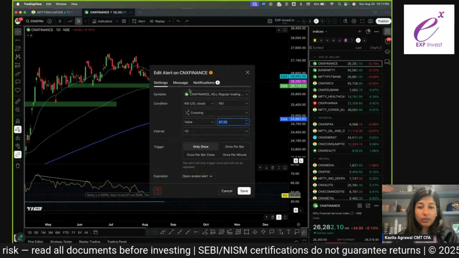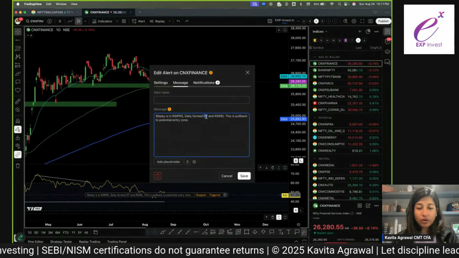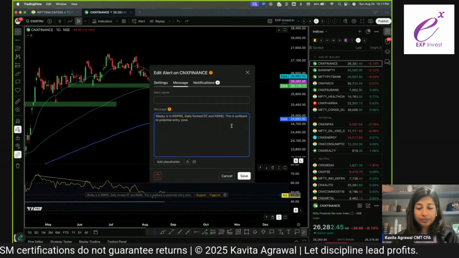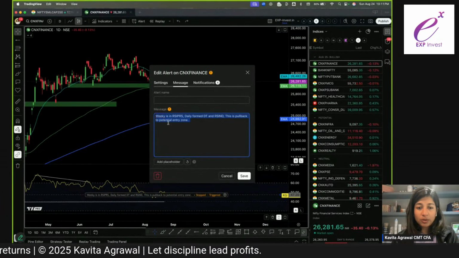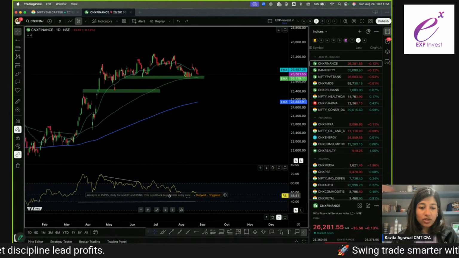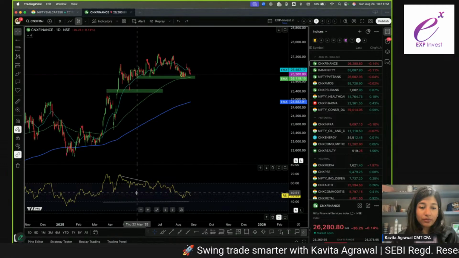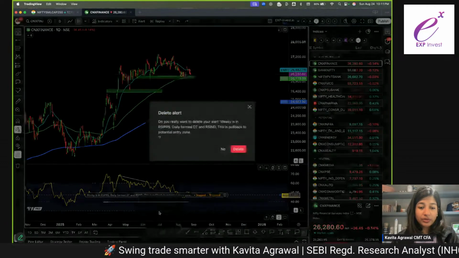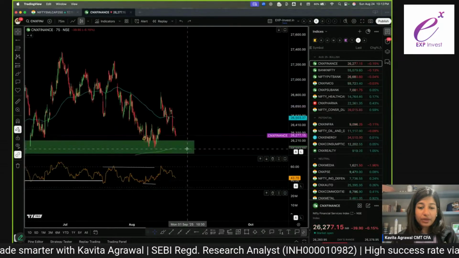So weekly, we had observed that there was RSI positive range shift. Daily had formed a downtrend and a negative divergence, and this is a pullback to the potential entry zone. So this was a potential entry zone, sure, but we still have to wait for sustenance here. So I think I'm going to delete this alert for now. What is the 75-minute time frame saying?